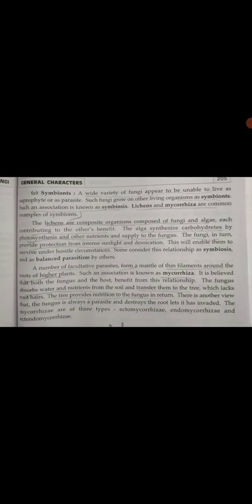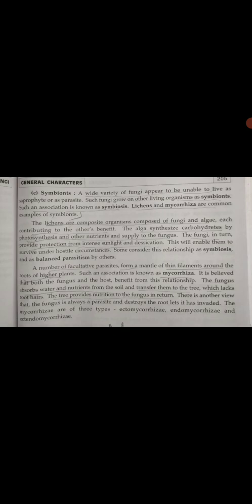Next, finally we are coming to the symbionts. These symbionts are a variety of fungi that are unable to live like saprophytes or parasites. They live with other types of organisms, other types of plants, so they are called symbionts. Such an association is called a symbiotic association. Examples are lichens and mycorrhizae, which I have been telling you about in previous classes.